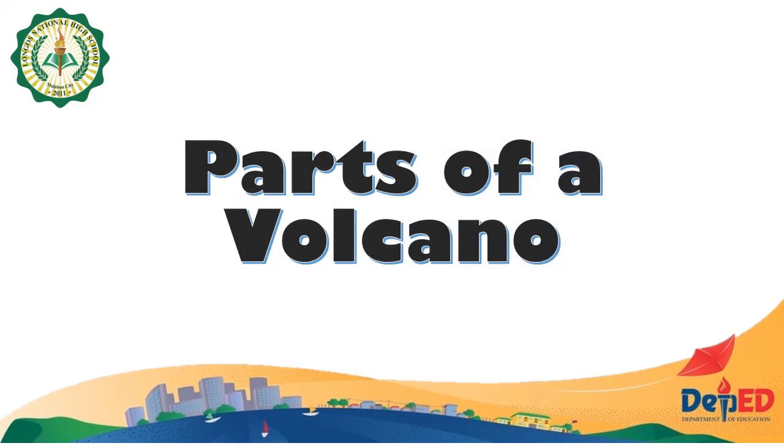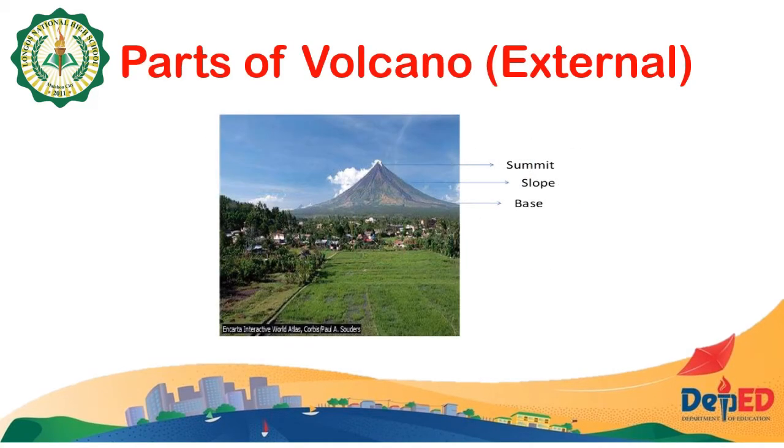Now, let us discuss the parts of a volcano. A volcano has external parts. As you can see in the picture, it has a summit. It is the highest point of the volcano. And we have the slope or the flank. This is the side of the volcano that radiates from the main or central vent. And the base, which is the lowest part or bottom or supporting layer of the volcano.